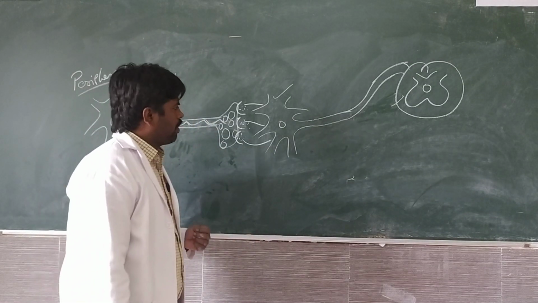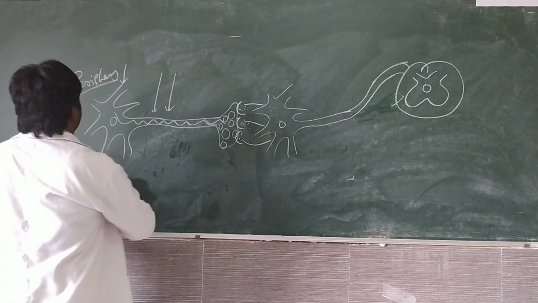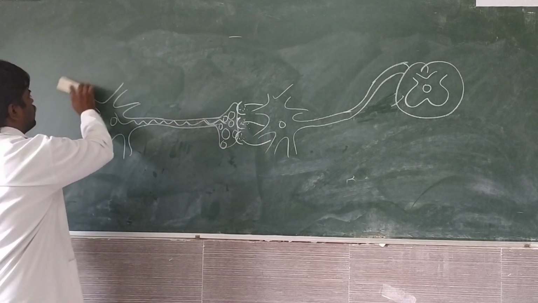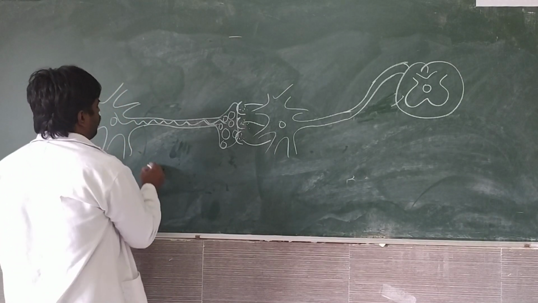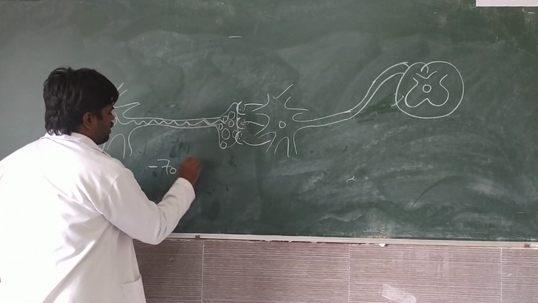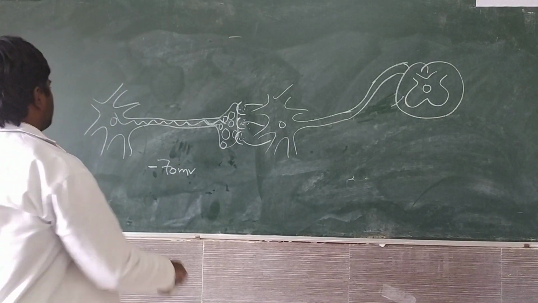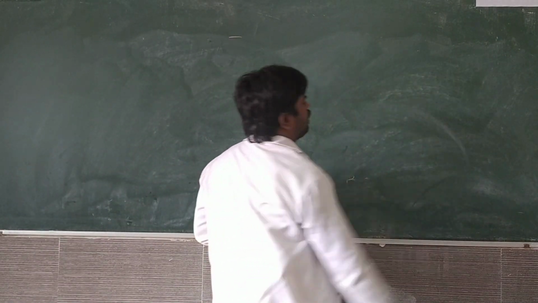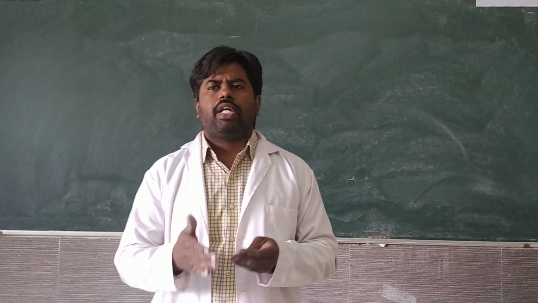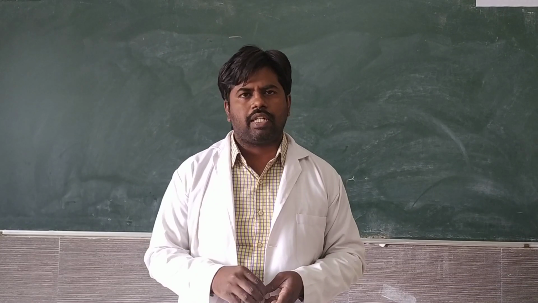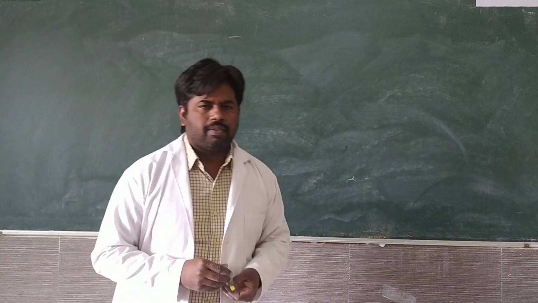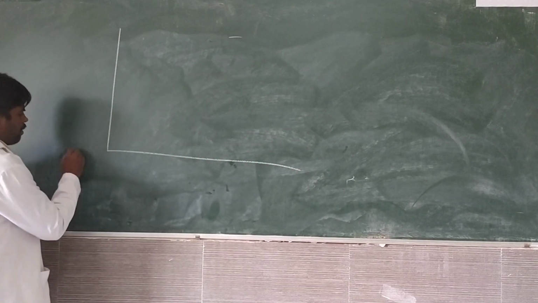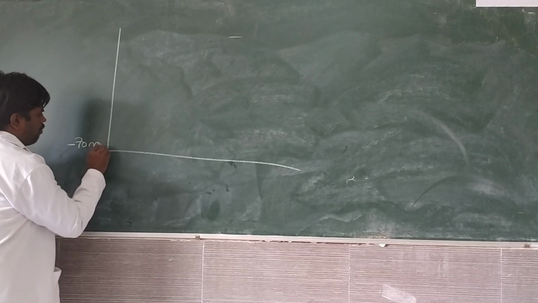Right? As we discussed, the resting membrane potential before getting any stimulus, the resting membrane potential of a nerve fiber is how much? Minus 70 millivolts. So we'll try to understand the propagation of action potential, how the action potential will be generated, in a graphical method. The resting membrane potential is minus 70 millivolts.